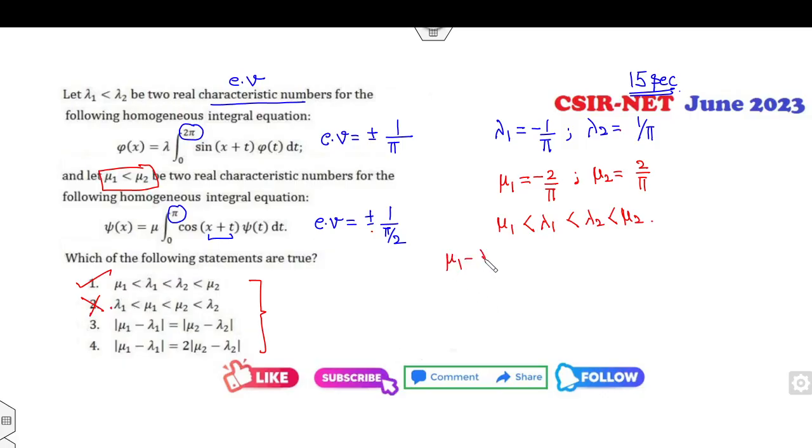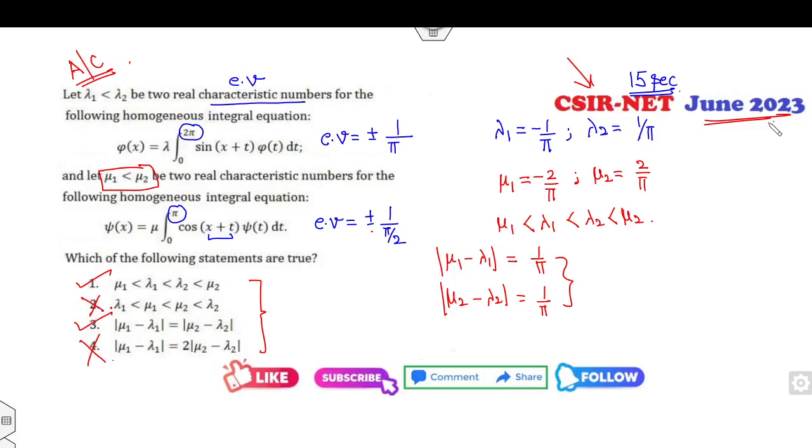What is the mu1 minus lambda 1? It is 1 over pi. What is the mu2 minus lambda 2? So 2 minus 1 is again 1 over pi. So both are same. So C option is the correct, D option is the wrong. A and C are the right answers. And let me know how many seconds you needed to solve this 2023 question.